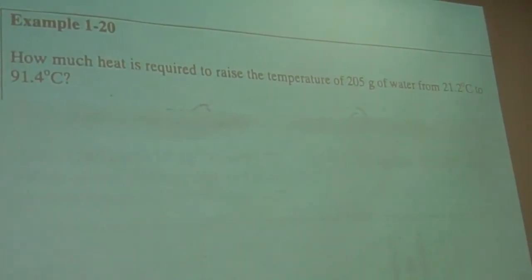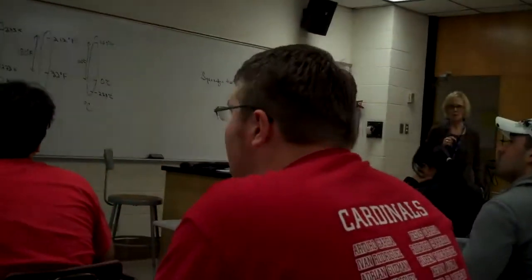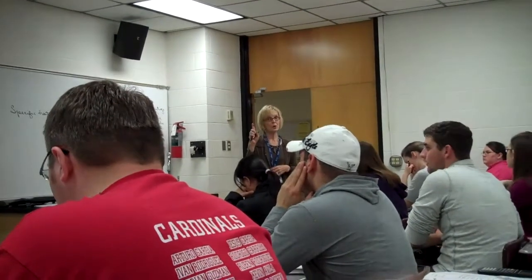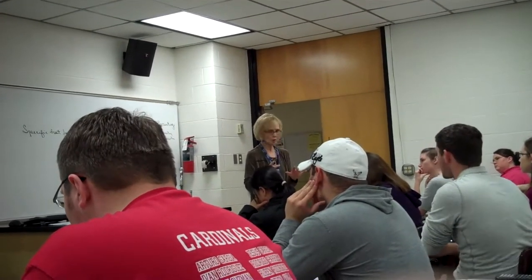Let's think about this for a moment. If I have 205 grams of water, how many milliliters of water is that? 205, because the density is 1. It's only water that you get to make that direct switch. So I've got 205 milliliters of water.